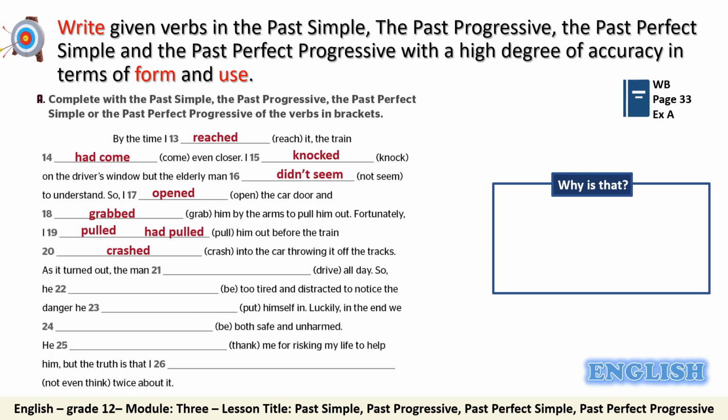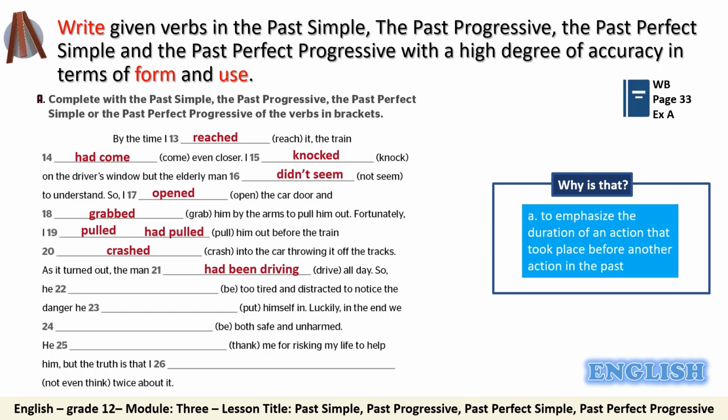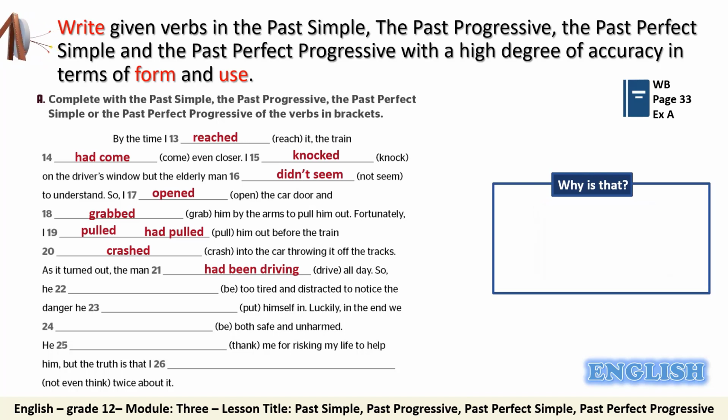We move to space 21. We should write, very good, had been driving. Why? Excellent, because the emphasis is put on the duration of an action which took place before another action in the past. For space 22, you can have two possible answers. What are they?